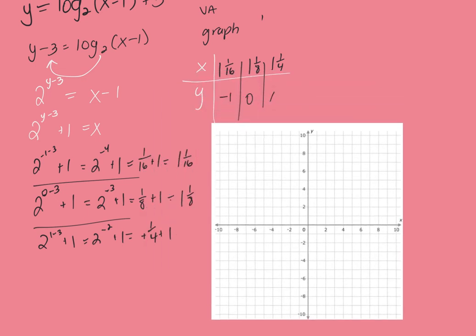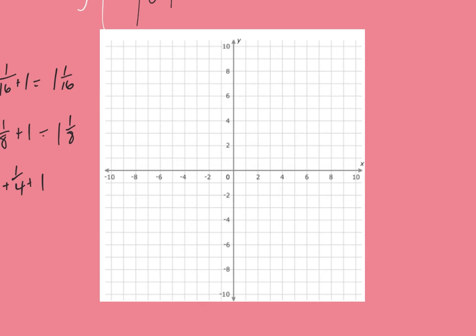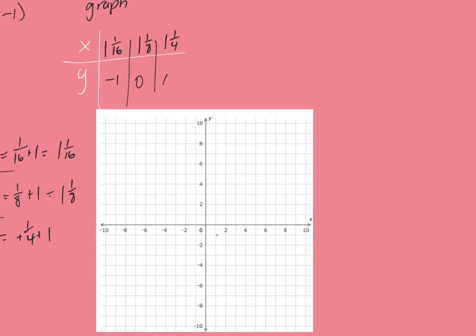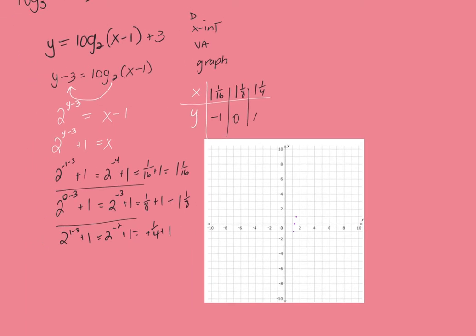So 1 and 1/16 and negative 1 is like right there. 1 and 1/8 is 0. And 1 and 1/4 is 1. So if I were to continue to plug in points, I'd have to plug them in to the right. Like I could jump. Let's do 3, right? 2 to the 3 minus 3 plus 1 would be 2 to the 0 plus 1, or 2. So at least I'm going 2, 3.